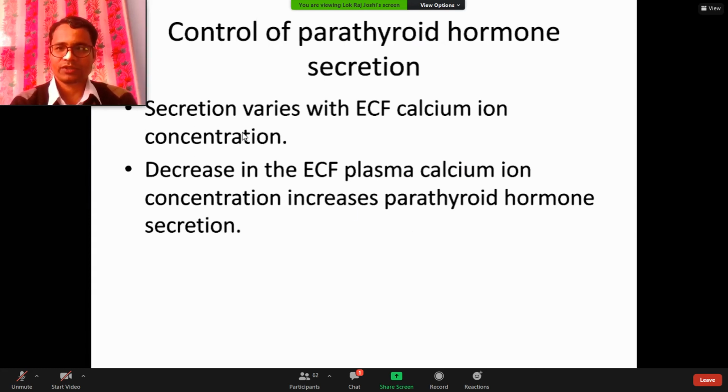Its secretion varies with extracellular fluid calcium ion concentration. See here, the free ion form is mainly responsible for this feedback. And what is the direction of this variation? A decrease in extracellular plasma calcium level will increase parathyroid hormone secretion. You can understand it. When there is a decrease in calcium ion concentration, there will be more secretion of parathyroid hormone, and parathyroid hormone will increase calcium level to take it back to normal. Simple. Just understand the relation. The relation is finally working to bring the calcium level back to normal.